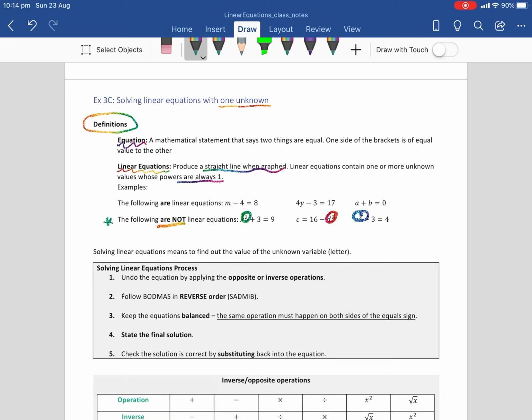So it's going to be these ones, examples, because there are no powers here. Okay, and for exercise 3C, we're only going to be looking at equations like this because we've got m as the unknown, and there's only one. We won't be looking at, say for this one, a plus b, because there are two unknowns. Okay, so today we're just looking at one unknown.